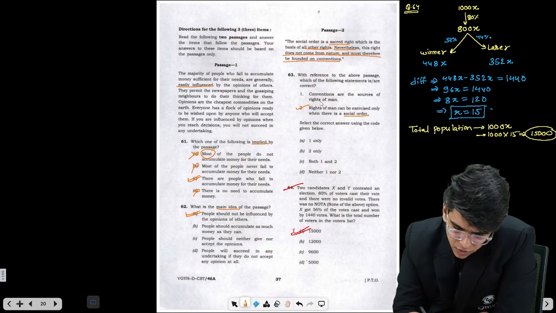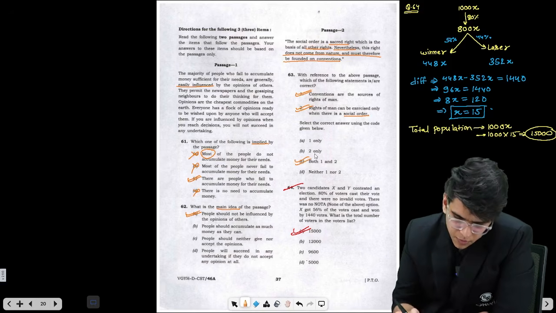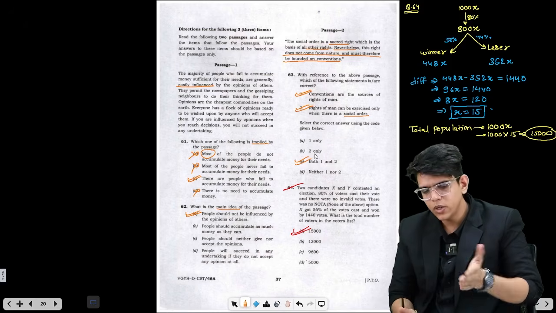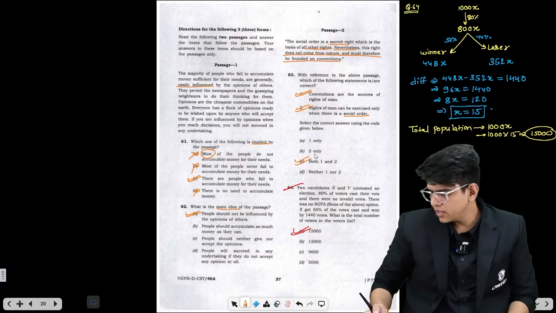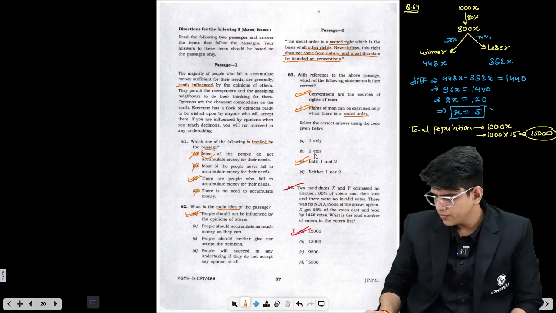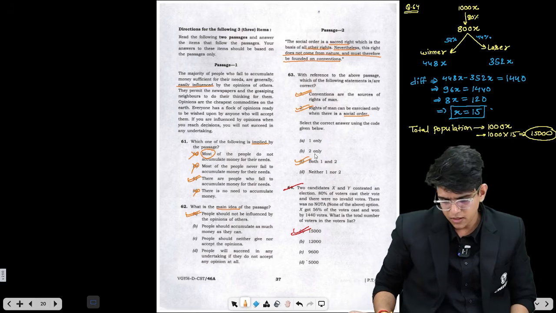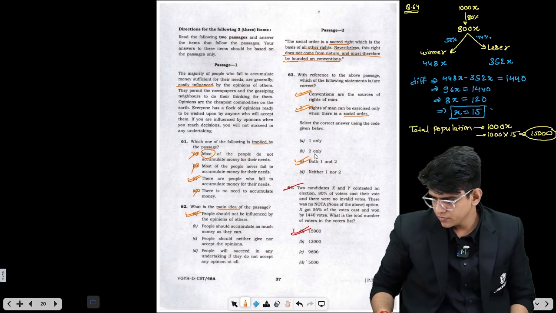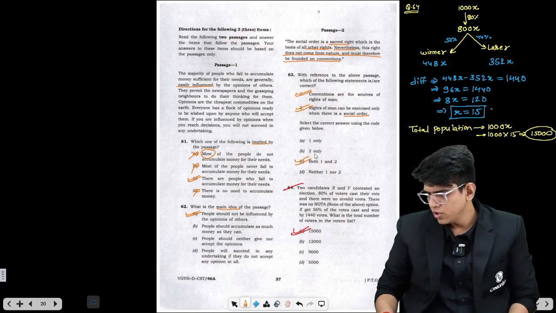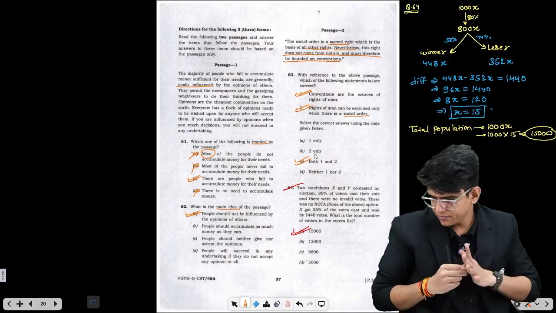Conventions are the source of the rights of men. Nevertheless, these rights do not come from nature, therefore they must be founded. So we need to found them in convention. Both, option C, both 1 and 2. Simple. Basically 2 lines are given above and 2 lines are given below. You can do this. How many questions are done? How many done? 63. We need to do a few more, right? Let's see.